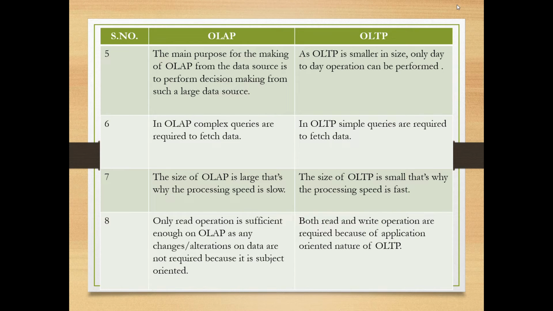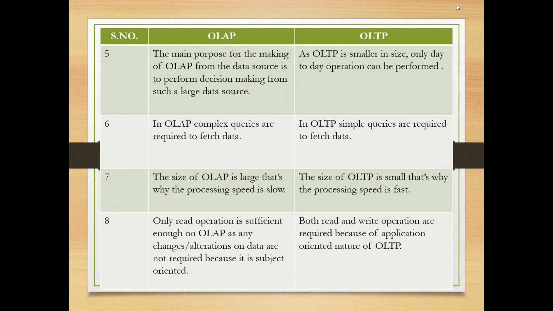OLAP, the main purpose of making OLAP from the data source is to perform decision making from such a large data source. To make decisions from a large data source, for this purpose OLAP is used. And OLTP, as you know, is smaller in size and only performs day-to-day operations. In OLAP, complex queries are required to fetch the data. OLAP is performed on the data warehouse, so the data is very large, so only complex queries are required to fetch the data. In OLTP, simple queries are used to fetch the data.